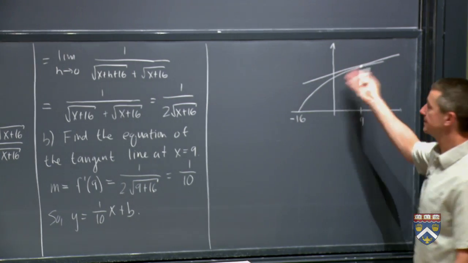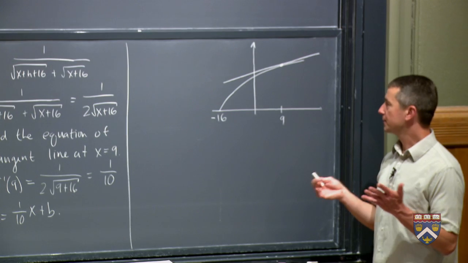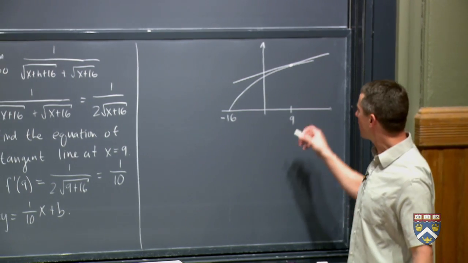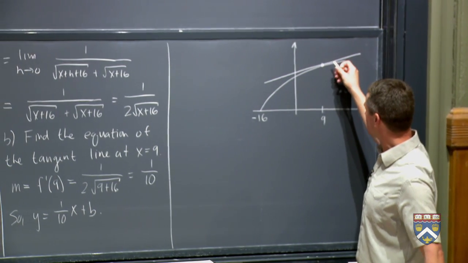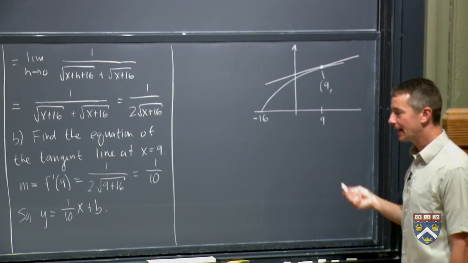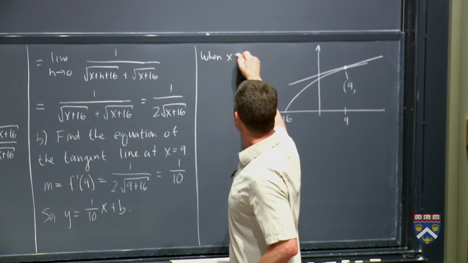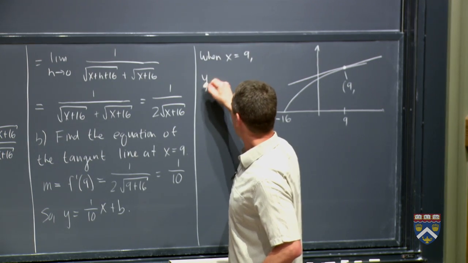I think 1/10 makes sense. This seems like it's not a very steep positive slope here. And now we're in the same situation where we were before. We know what the x value is that we want to plug in. We know that this point is 9 comma something. 9 comma what? So when x equals 9, how do we find the y value?